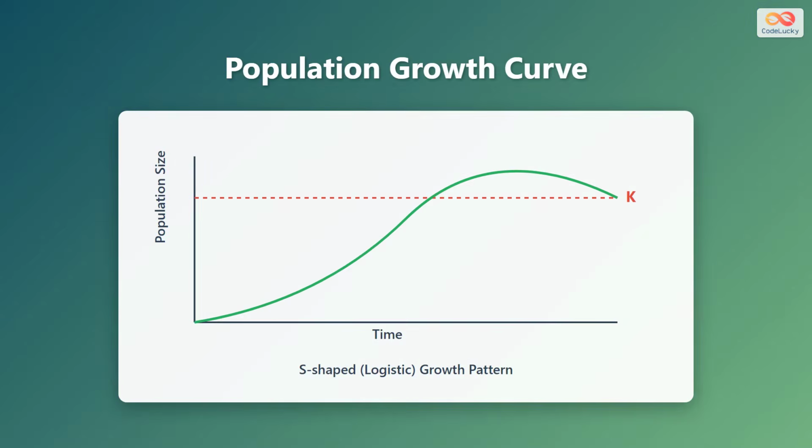When we graph population size over time, we typically see an S-shaped curve, also known as logistic growth. The population starts small and grows slowly at first. Then it enters a phase of rapid exponential growth. Eventually, as resources become limited, the growth rate slows down. Finally, the population levels off and stabilizes at the carrying capacity, represented by K on the graph. This horizontal line shows the maximum sustainable population size. The population oscillates around this level, sometimes going slightly above or below, but generally remaining stable.